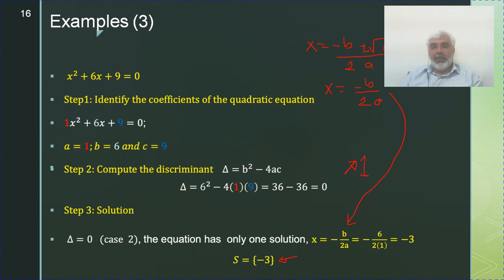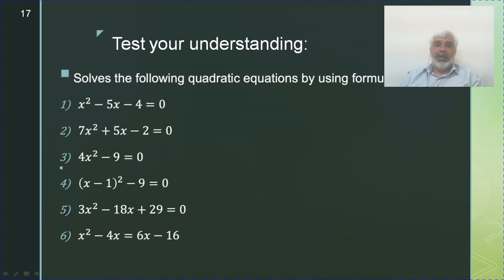So here we have all the examples. When you have delta positive, then two solutions. If delta equals zero, then one solution. And when delta is less than zero, there are no solutions.